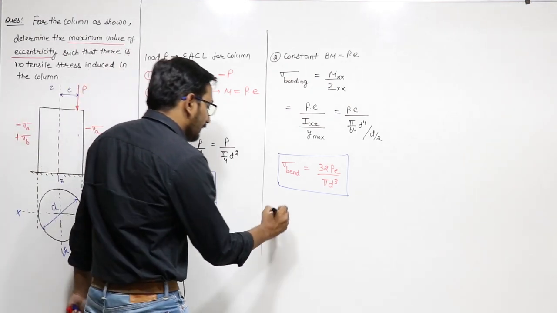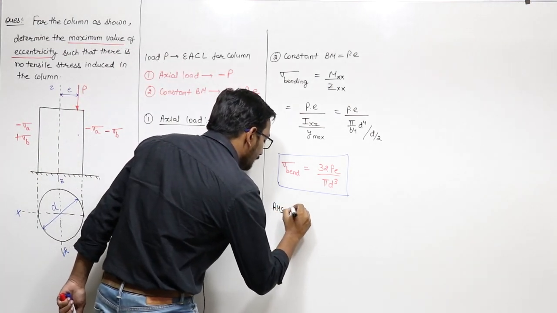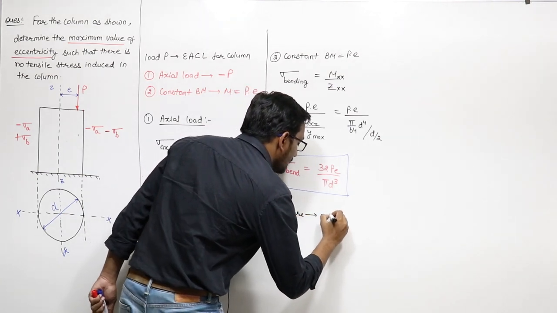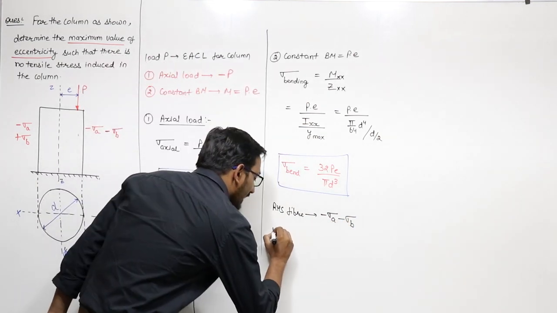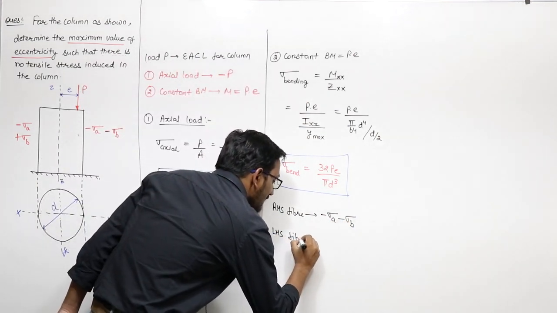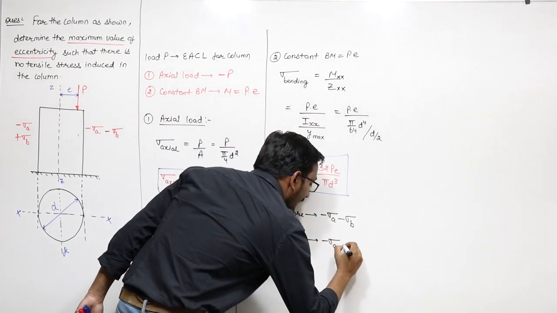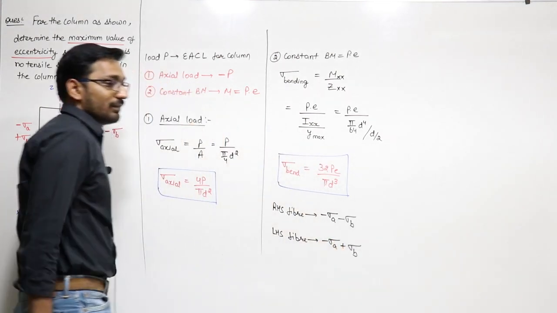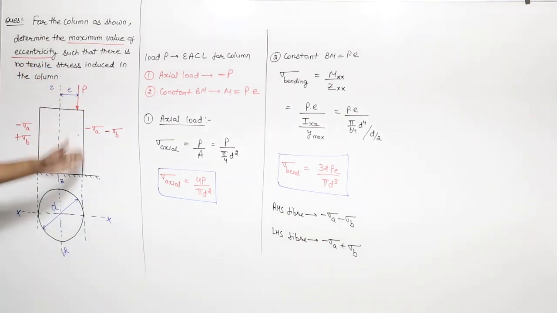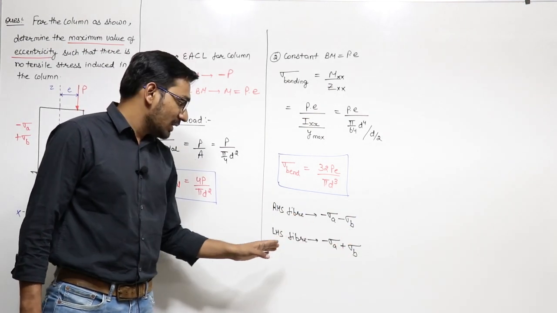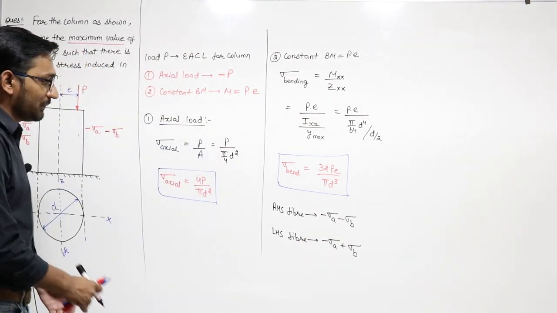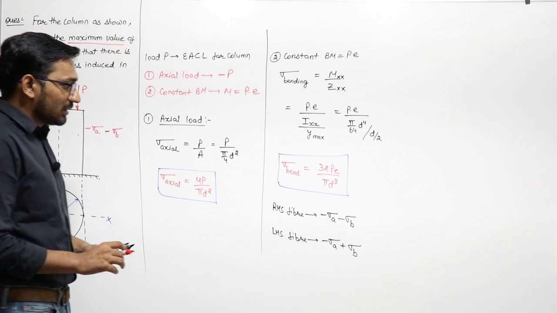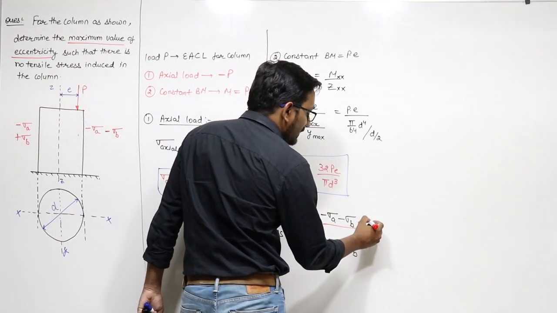So you can say that the right hand side fiber has total stress minus sigma A minus sigma B, and the left hand side fiber has the stress minus sigma A plus sigma B. We have two fibers, right hand side and left hand side. Here the stress is minus sigma A minus sigma B, and here the left hand side fiber has the stress of minus sigma A plus sigma B. If you can see this, then this value is always negative.